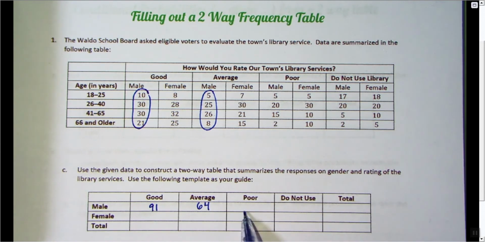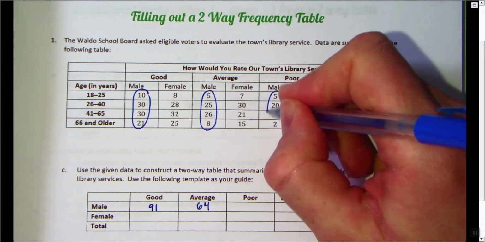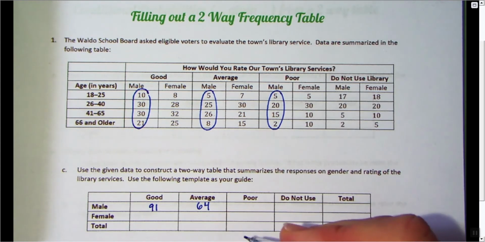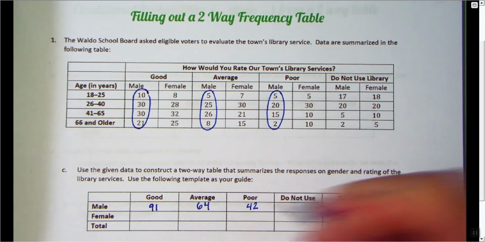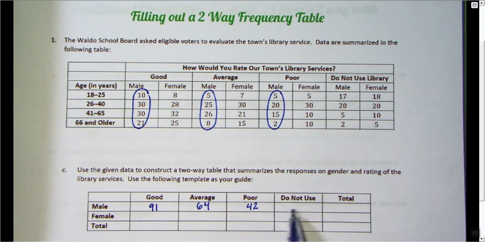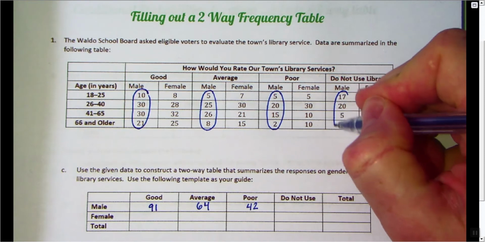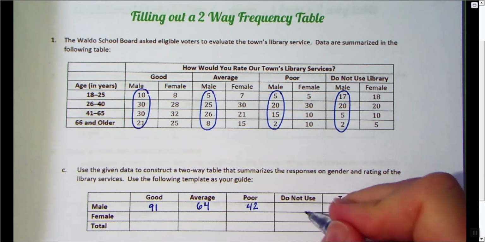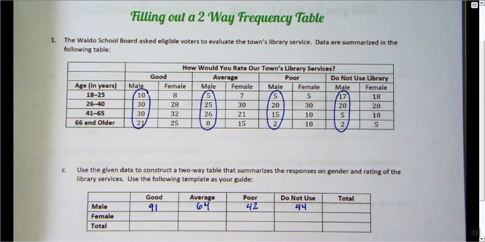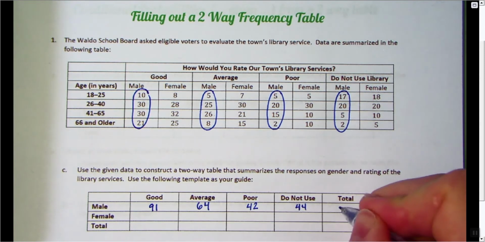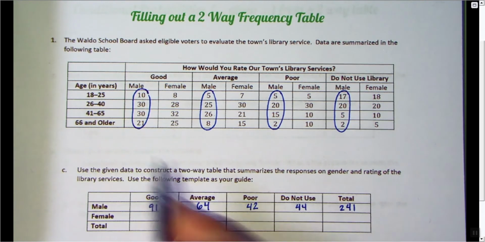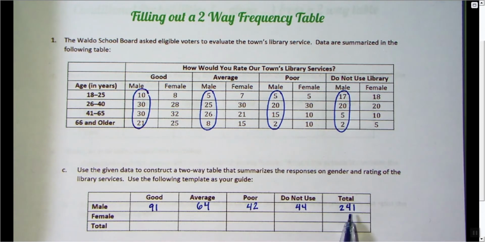The number that goes here are all the males that rate it poor. That's adding up all of these numbers. If I add those numbers up, I get the number 42. And then finally, this cell is males who do not use it, and I add these up and I get the number 44. If I add up 91 and 64 and 42 and 44, I have the total number of males, which is 241.